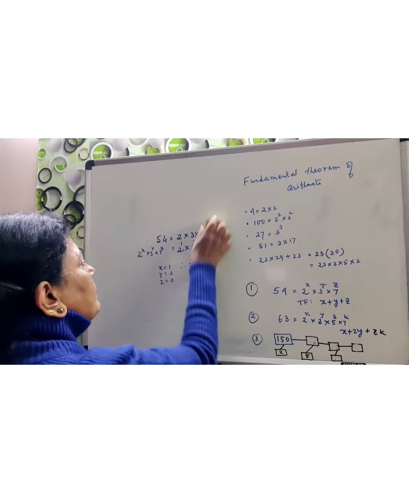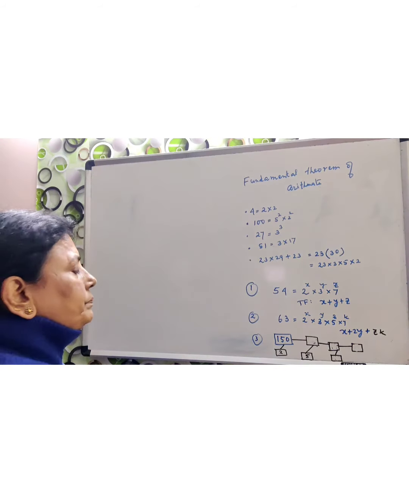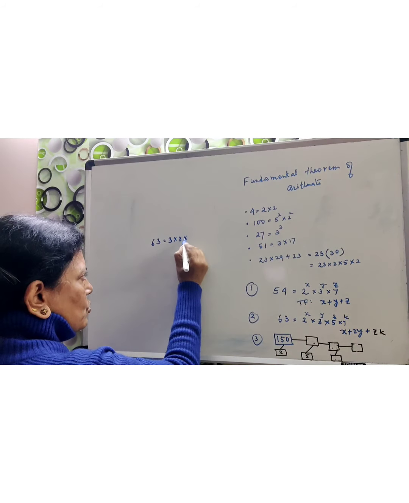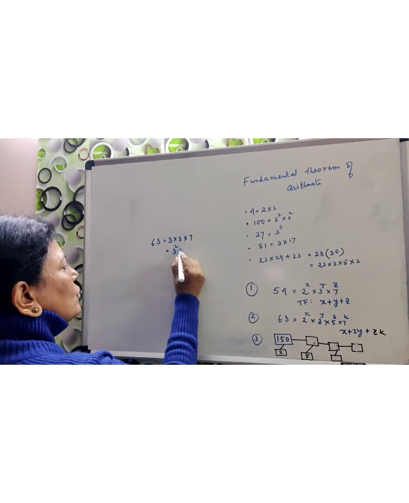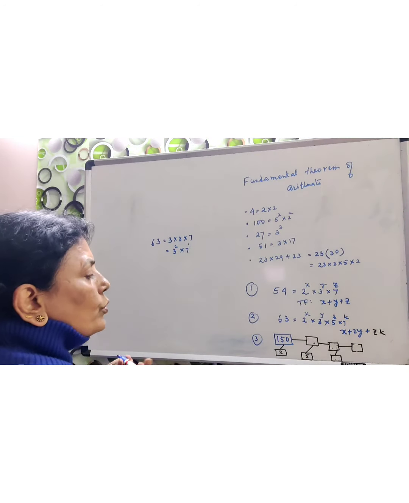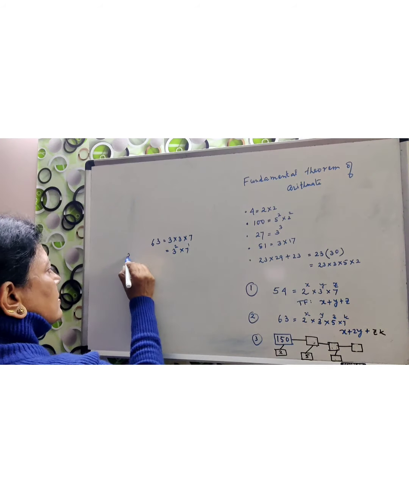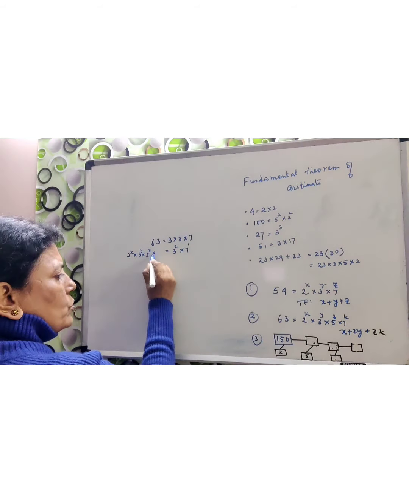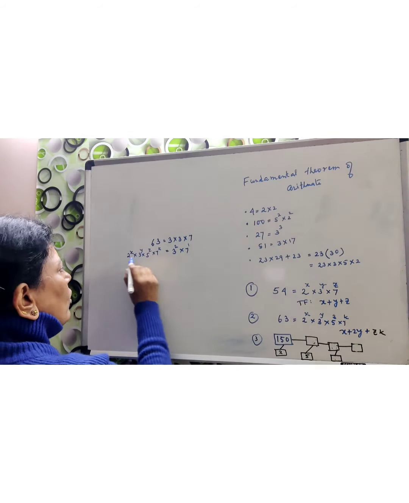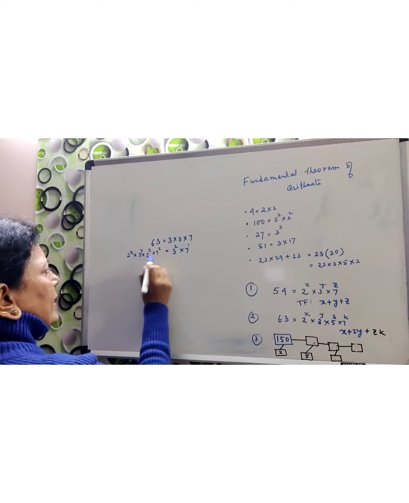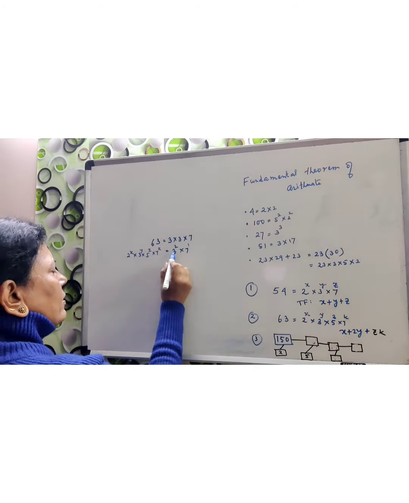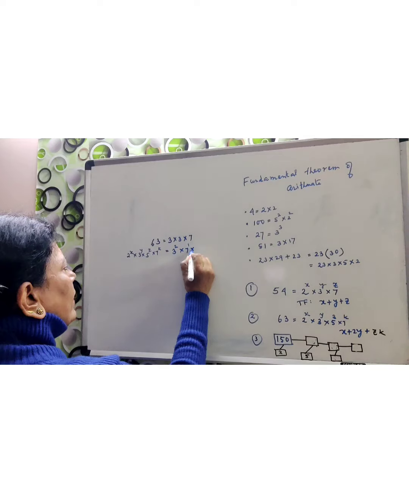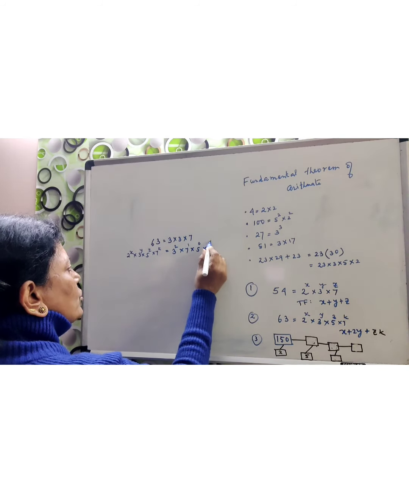Same thing. 63 we can express as 3 into 21, that is 3 into 3 into 7. That implies 3 to the power 2 into 7 to the power 1. But in the question it is given 2 to the power x into 3 to the power y into 5 to the power z into 7 to the power k. Now comparing these two sides, 3 is a factor of 63, and 5 and 2 are not factors of 63. So you can write 5 to the power 0 and 2 to the power 0.